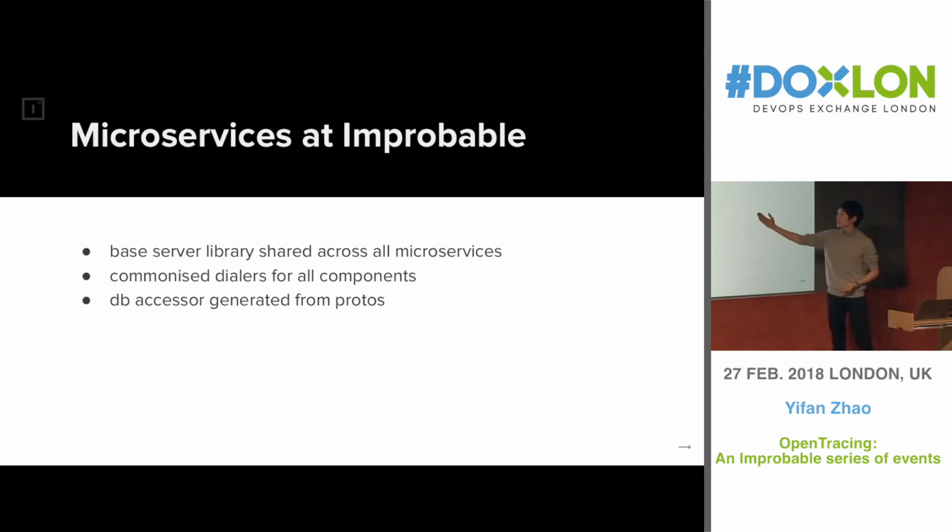And then the other one is, that takes care of things coming in, but not going out. So we have commonized dialers for all of the components within our system such that we can enforce client-side middlewares as well, which I'll be talking about on the next slide. Even for DB accesses, we use things backed by protobufs to generate code for accessing databases. So in terms of tracking the operations in the DB and adding traces to those, we were able to just add those to the generated code without people having to see them.